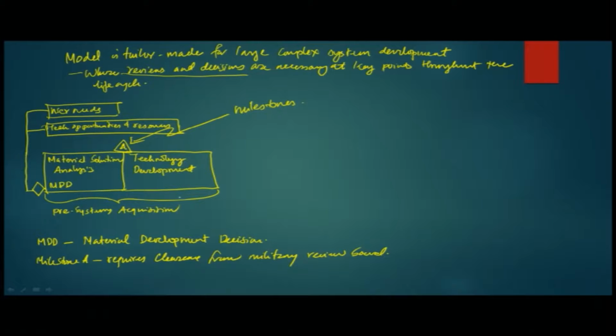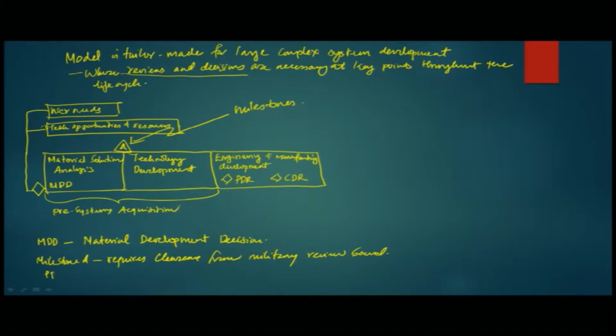Pre-systems acquisition is the first two phases put together. Then comes the third phase of the model, which we call engineering and manufacturing development. Here are two major reviews, or critical reviews. The first one is PDR, and the second one is CDR.